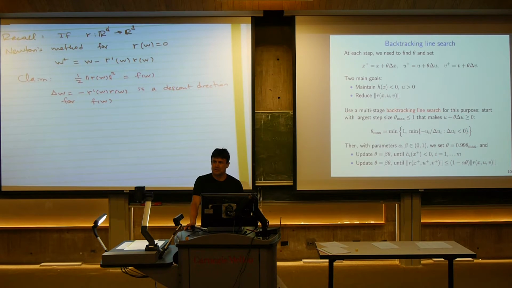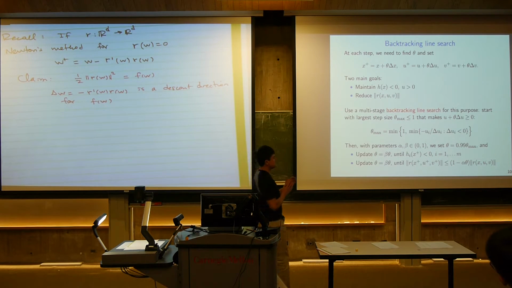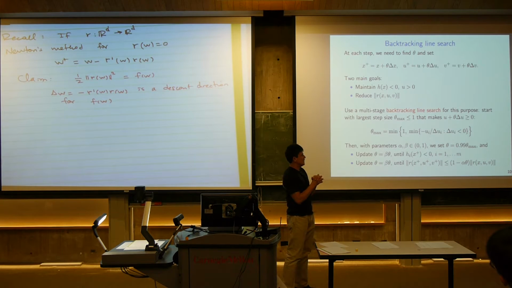But the descent direction only ensures that the first term is less than the norm of the original point. Not that norm times 1 minus alpha times theta.